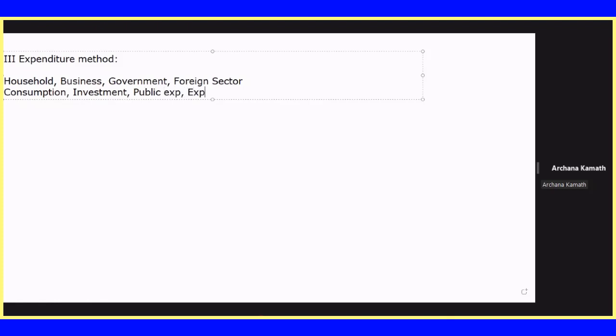Foreign sector expenditure generally happens when they are taking the difference of exports and imports, which is commonly known as net exports. Net exports can be either negative or positive. If exports are greater, you have positive net exports. If imports are greater, you will have negative net exports. So consumption C, investment I, government sector expenditure G, and you write X minus M for the expenditure done by the foreign sector, net exports.